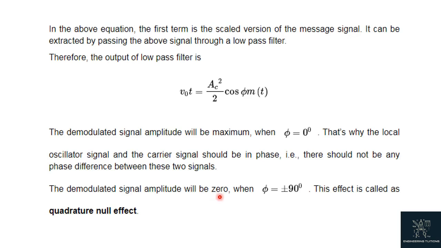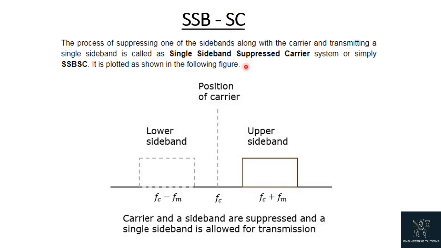Is that the output of the low pass filter becomes 0, and this is known as quadrature null effect. Now SSB-SC modulation. Till now we have discussed DSB-SC modulation and demodulation.